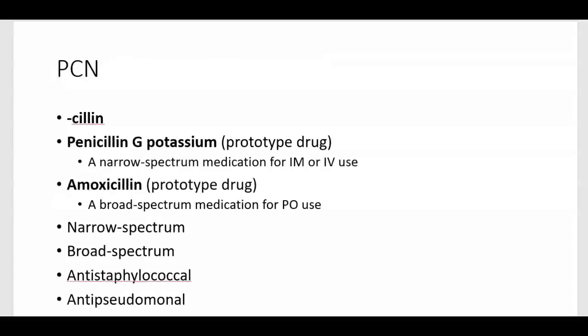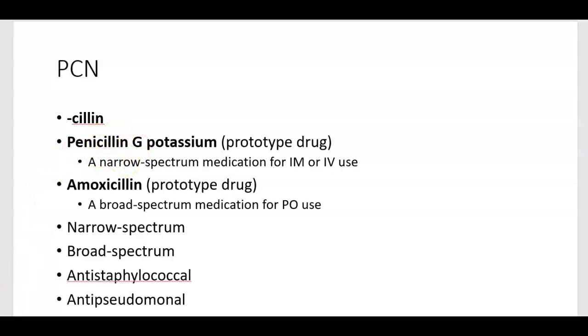antibiotic. So there are different types of medications that fall under the classification of penicillin. When you see a medication that ends in the suffix cillin, C-I-L-L-I-N, that's your clue that you're dealing with a penicillin. The two specific types of penicillin you need to be familiar with are penicillin G potassium, which is a narrow spectrum medication used for IM or IV use, and amoxicillin, a broad spectrum medication used for PO use. And you need to know which one's broad spectrum and which one is narrow spectrum.